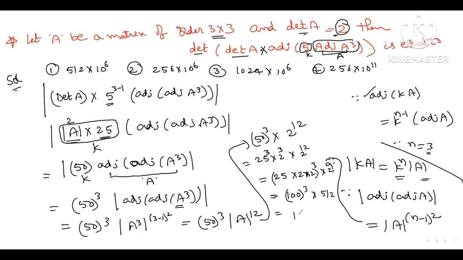Here 100 is 10 square, and 10 square whole cube is 10 power 6. Which option is correct? The first option is correct: 512 into 10 power 6.